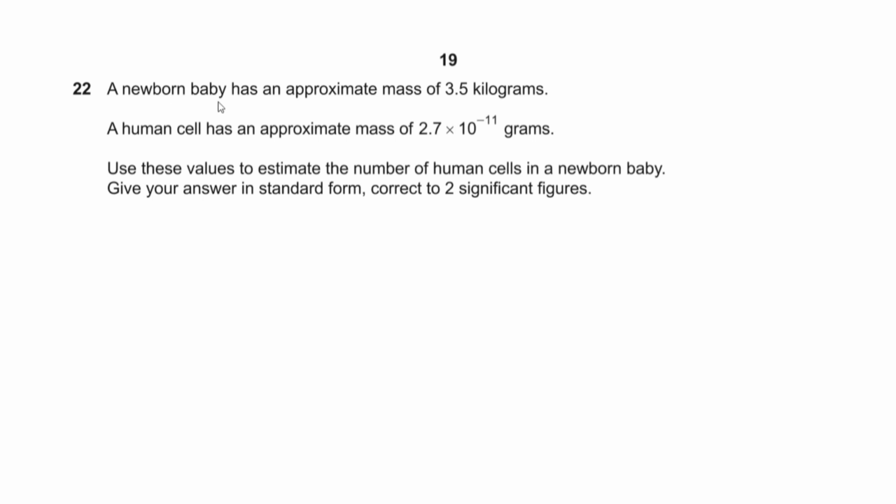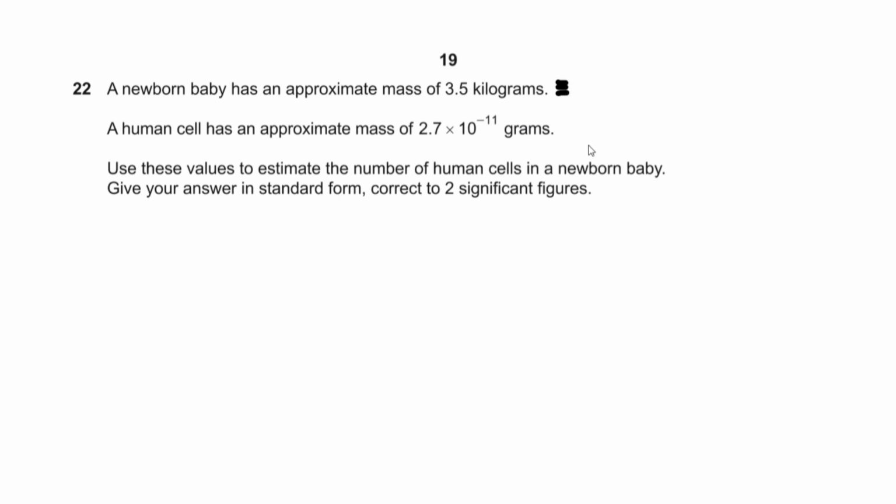Question 22. A newborn baby has an approximate mass of 3.5 kilograms. A human cell has an approximate mass of 2.7 times 10 to the negative 11 grams. Use these values to estimate the number of human cells in a newborn baby. Give your answer in standard form correct to 2 significant figures. Well, here we've got grams, here we've got kilograms. We need to make sure that the units are the same.